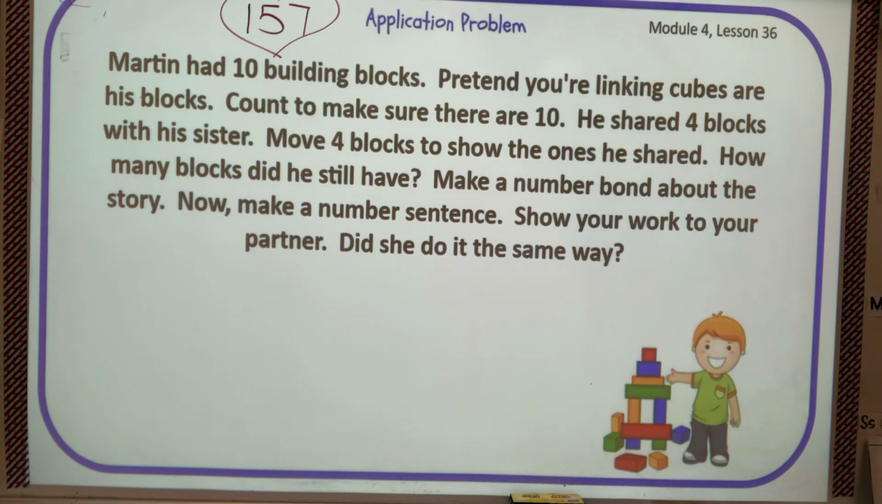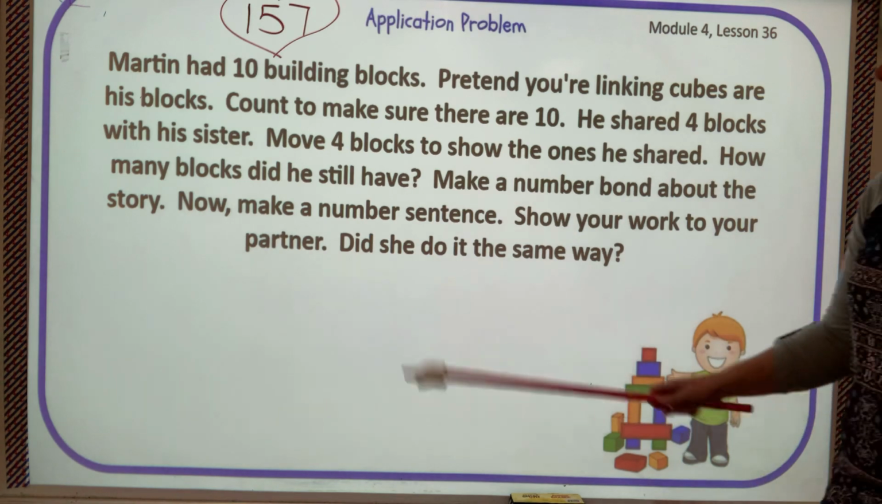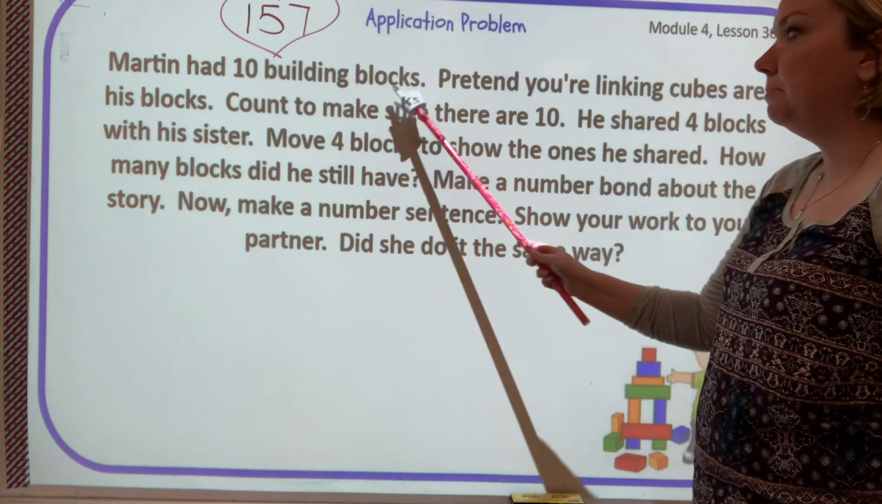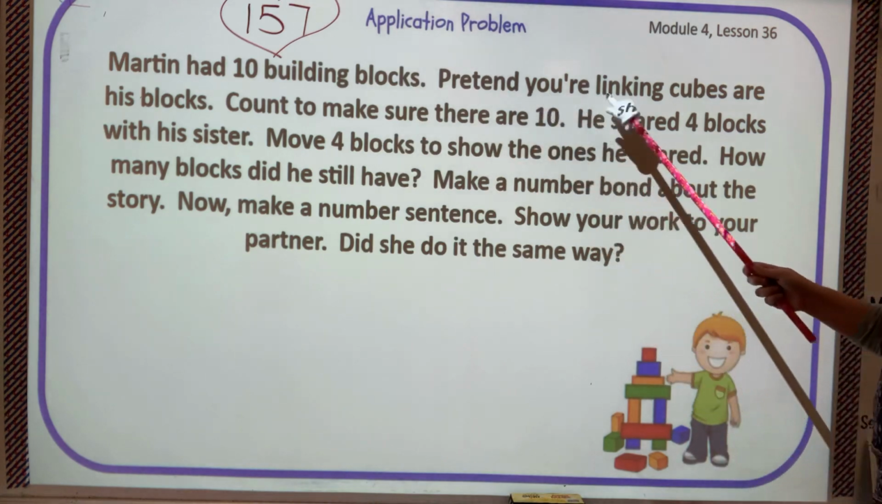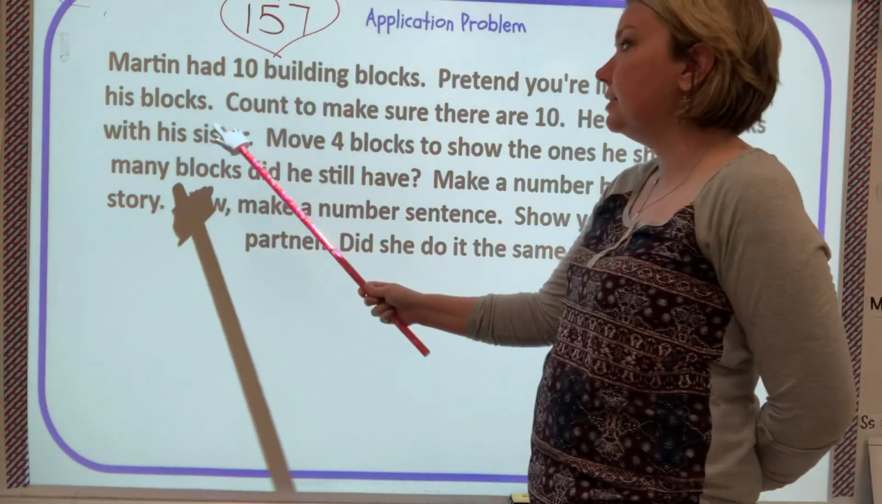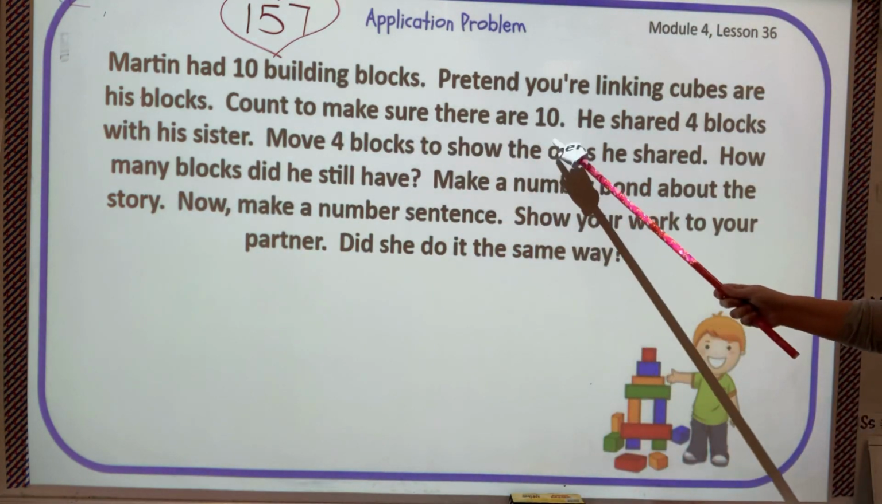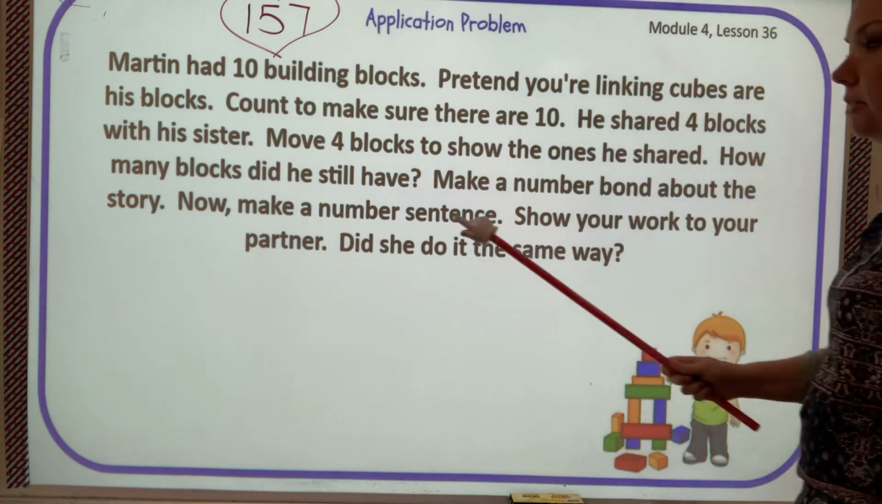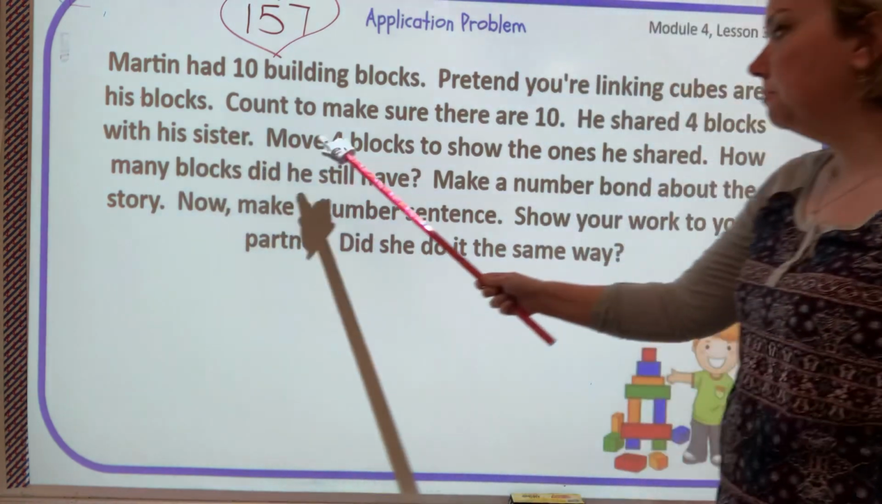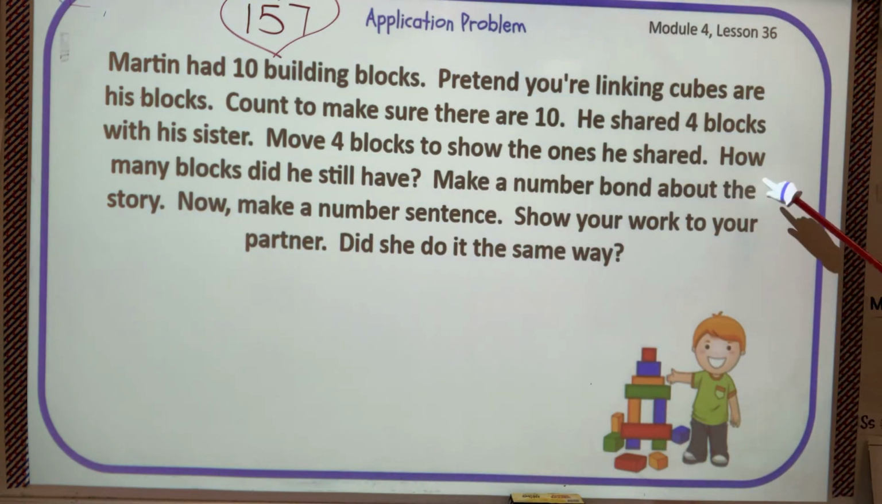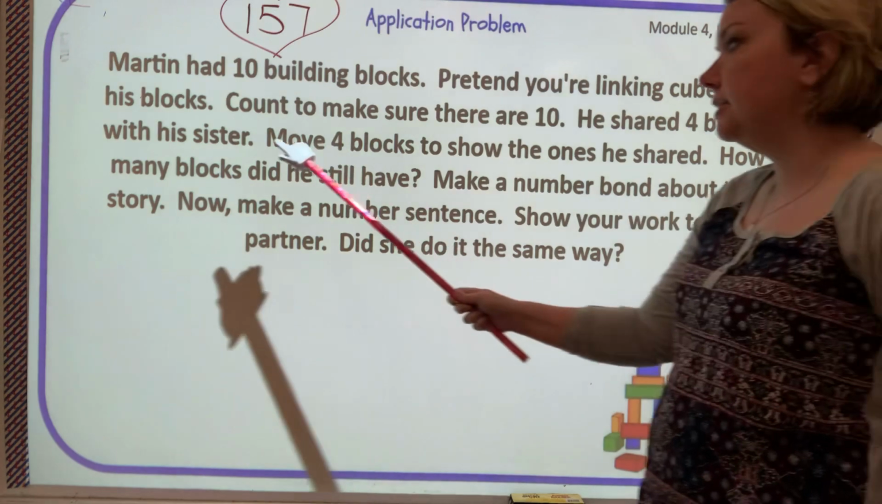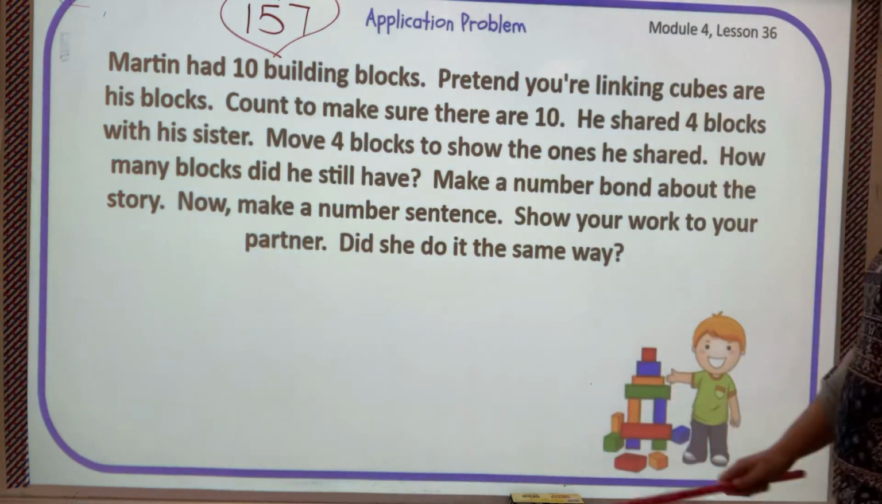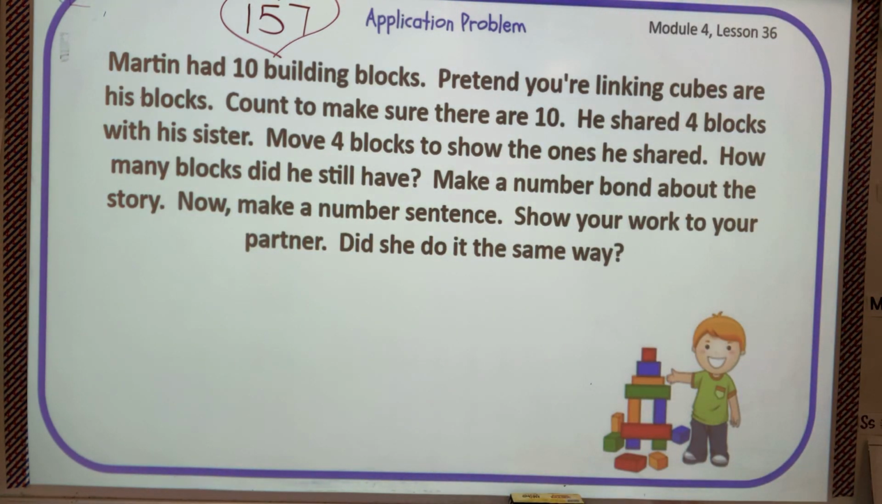Okay. Martin had 10 building blocks. Pretend your linking cubes are his blocks. Count to make sure there are 10. He shared 4 blocks with his sister. Move 4 blocks to show the ones he shared. How many blocks did he still have? Wow, that's a lot. Let's start with just the first sentence.